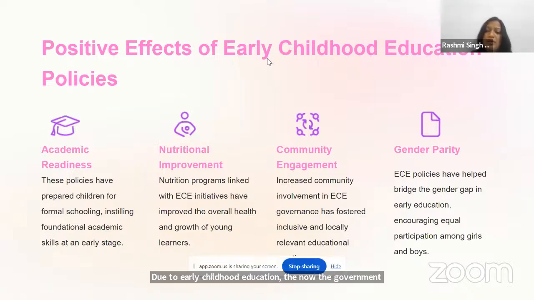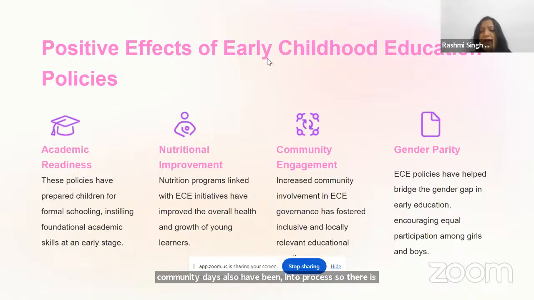And coming to the community engagement as well, due to early childhood education, the government has released so many documents and so many policies related to home learning, after school support, etc., and these community days also have been put into process. So there is engagement as well from the community.